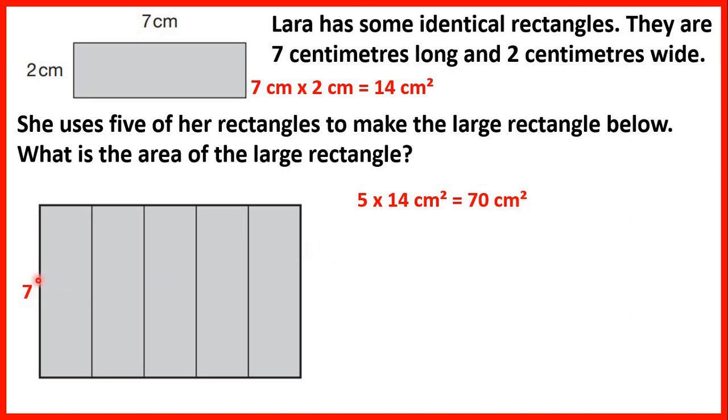Or we could write what we know onto our diagram. So we know that the longer length is 7, and then each rectangle is 2 centimetres wide, so we have 2, 2, 2, 2, 2, and 5 times 2 is 10. So then, because this larger rectangle has a width of 7 and a length of 10, we can multiply 7 by 10, and again we get the same answer. We get an area of 70 centimetres squared.